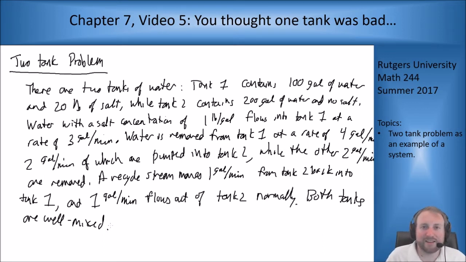So we can look and see, first of all, do volumes remain constant? And the answer here is they do remain constant, because for tank 1, you're putting in 3 gallons per minute plus 1 gallon per minute, which is 4, and you're taking out 4. And for tank 2, you're putting in 2 and you're removing 1 and 1. So both volumes are constant, which is good. So let's set up a picture and then start writing ODEs to model this situation.